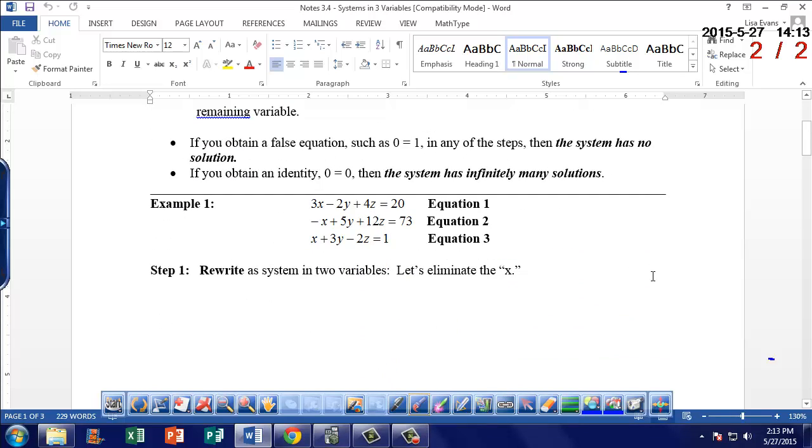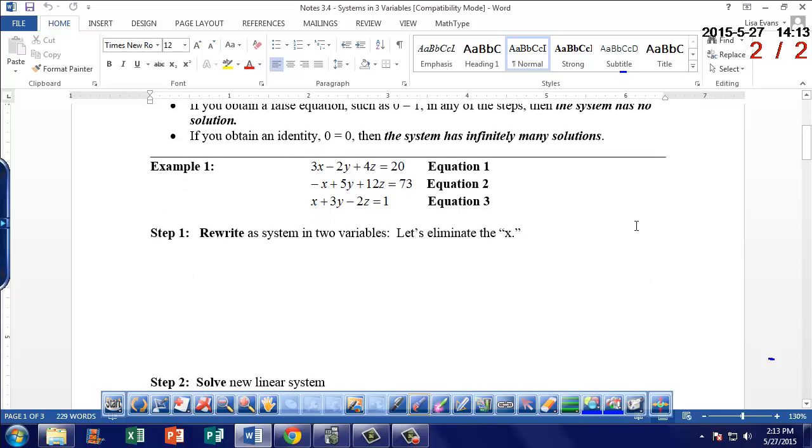The first thing we need to do is rewrite the system as two variables. You need to decide which variable you're going to eliminate, and you need to do that 2 times with 2 different equations. So I said let's eliminate x. First, I'm going to use equations 2 and 3. I'm going to look at these two. The reason I chose those two is because the x's just cancel very nice and easy. All I need to do is go ahead and add them.